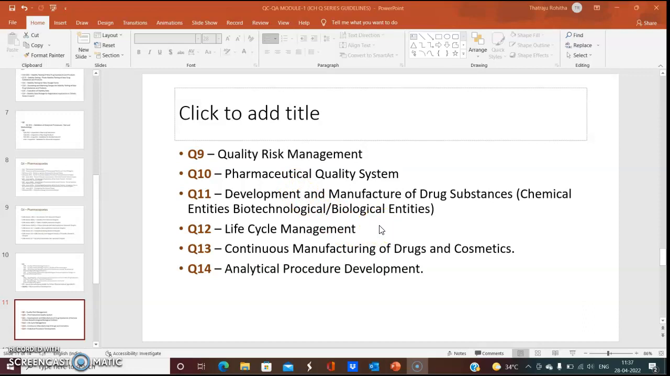Q13 is continuous manufacturing of drug substances and drug products. Q14 is analytical procedure development.